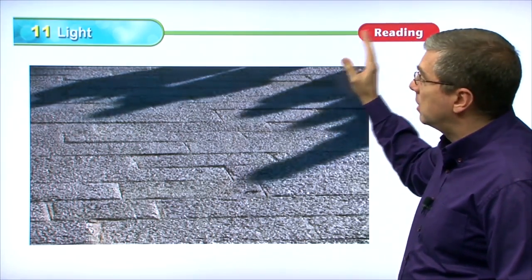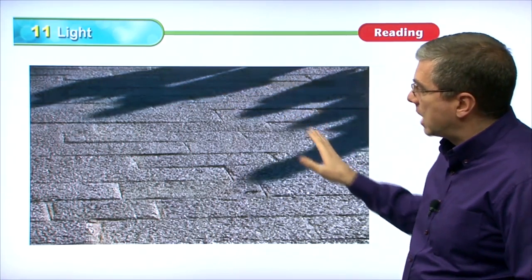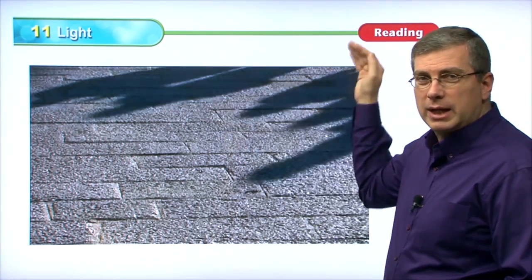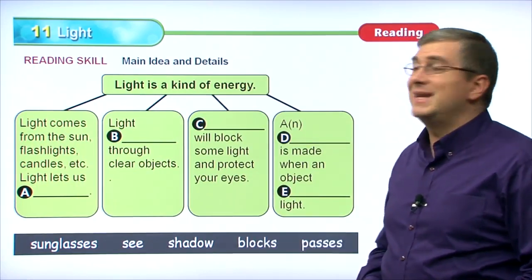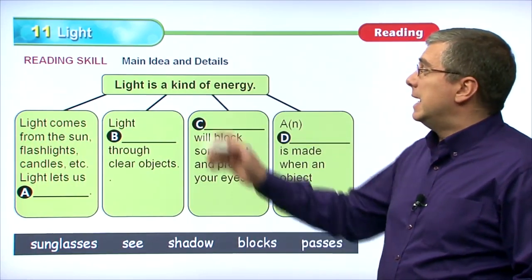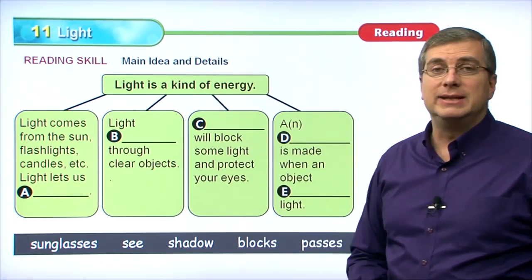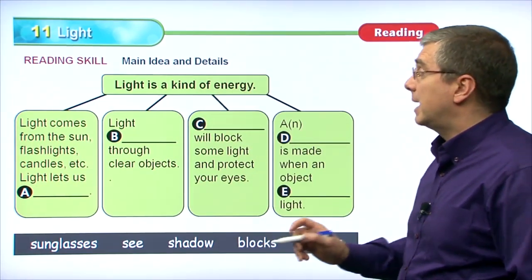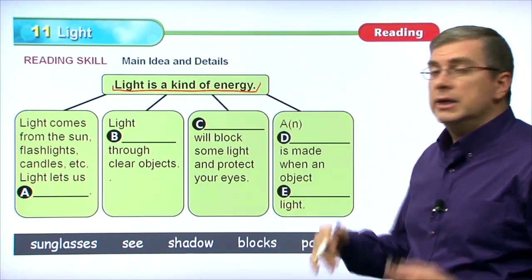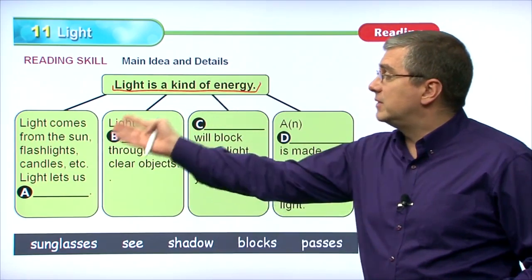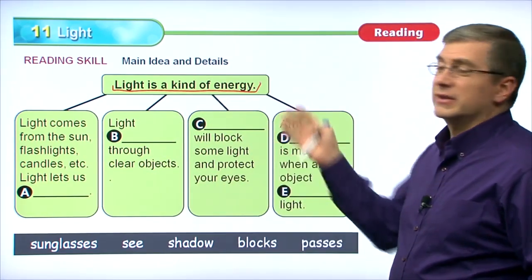We can't see the people, but we can see their shadows on the ground because they're blocking the sunlight. Okay, we've come to our reading skill chart, and our reading skill is organized by main idea and details. Our main idea here is right here: light is a kind of energy. So that's our main idea, and we have details to support this main idea.